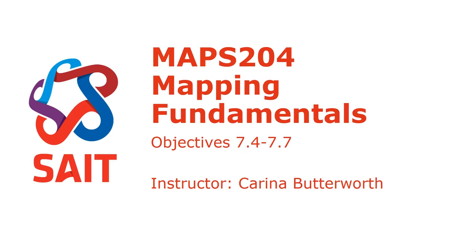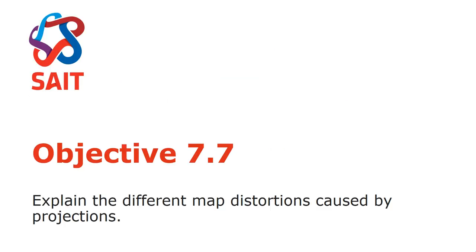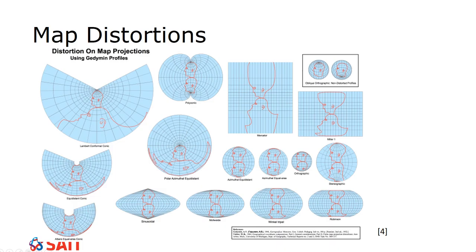Okay, so we're going to continue on with the objectives of Objective 7. This is the last one of the objectives. So this one is looking at map distortions. So if we go down here, let's look at these different map distortions that are happening.